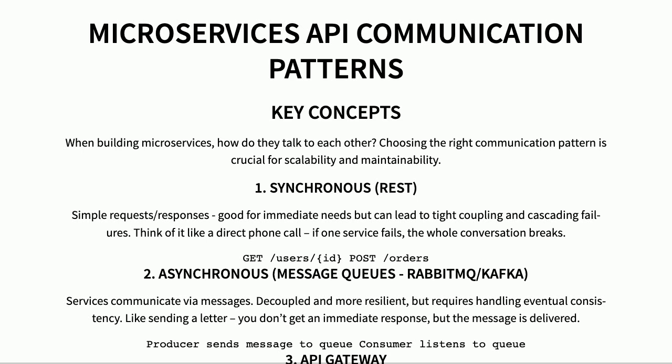Then there's asynchronous communication using message queues like RabbitMQ or Kafka. This is more robust because the services don't have to wait for a direct response. They just send a message and let another service handle it later. This approach offers much better resilience. Finally, an API gateway can act as a central hub, routing all requests to the right microservice. It simplifies how your clients interact with the system and can handle important things like security.